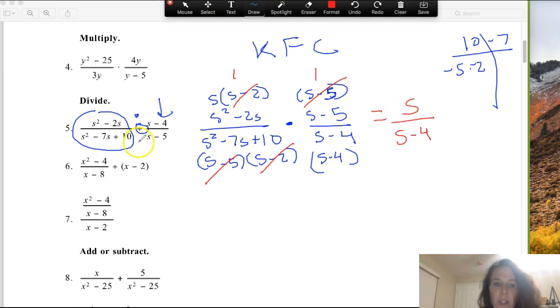All right, and I need to state my excluded values. So I'm going to come back to my original. This is my denominator. This is also my denominator. When I factored this, I got these two terms. So s cannot be 5 here, and s cannot be 2 here. And then my original denominator had s minus 5, so s cannot be 5, and I've already said that. So s cannot be 2 and s cannot be 5.